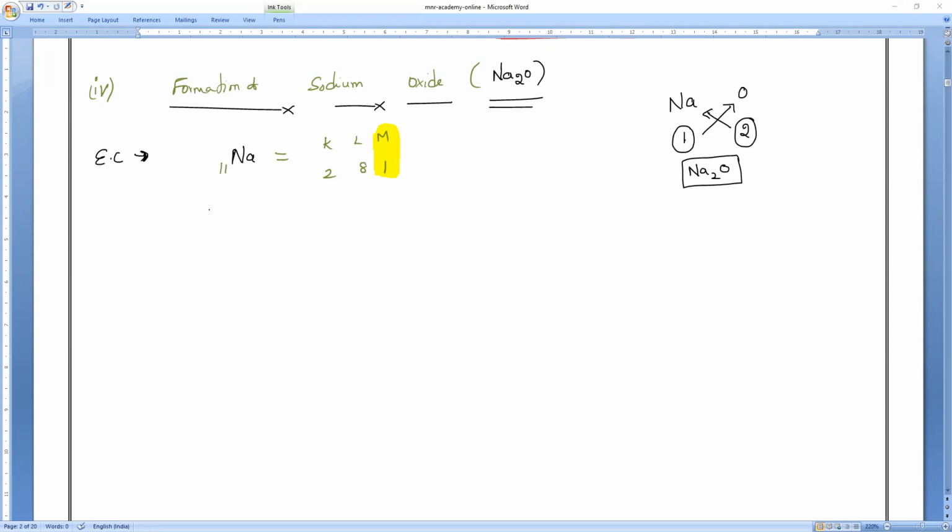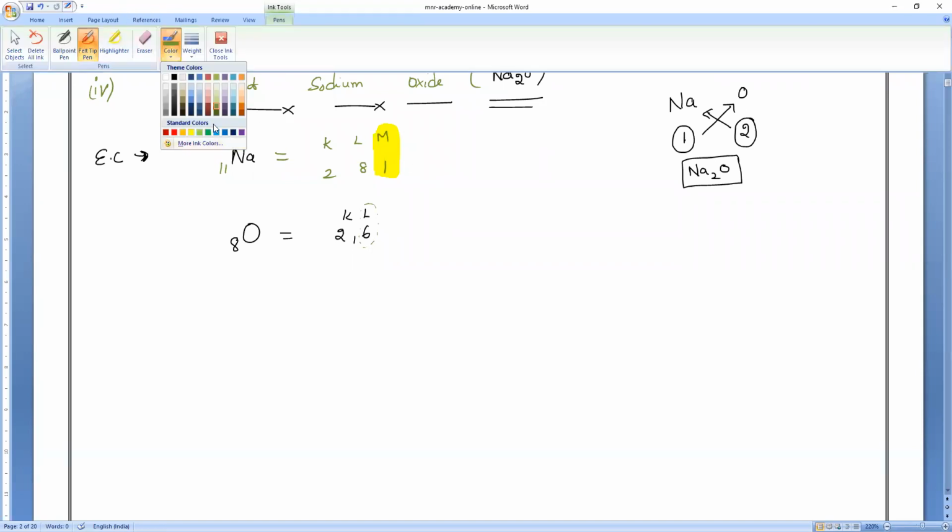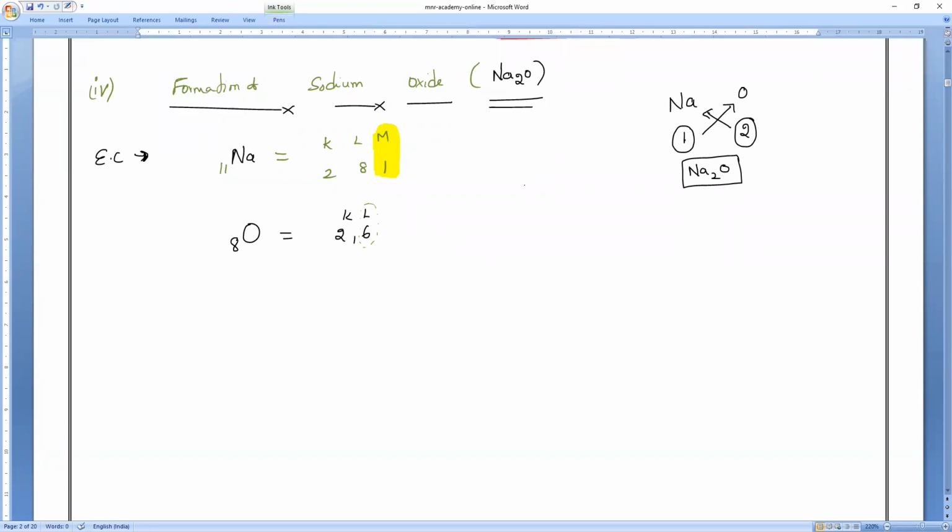Very good. Next, oxygen. What is the atomic number of oxygen? 8. So the electronic configuration is 2, 6, meaning K, L. If you notice, 6 means 6 electrons are there. So what is the valence shell? L shell. To become stable in nature, how many electrons are needed? Two, sir. 2 electrons. So the donor can donate 1 electron only, but the receiver needs 2 electrons.